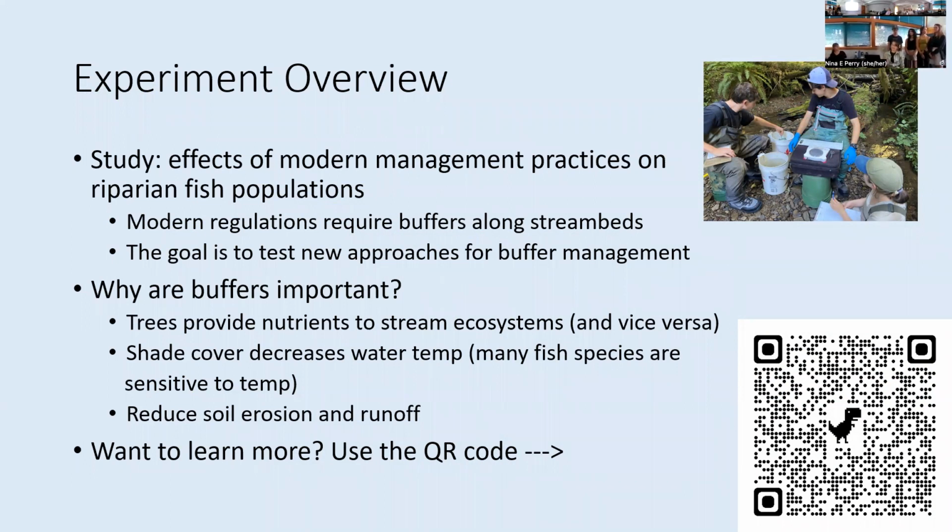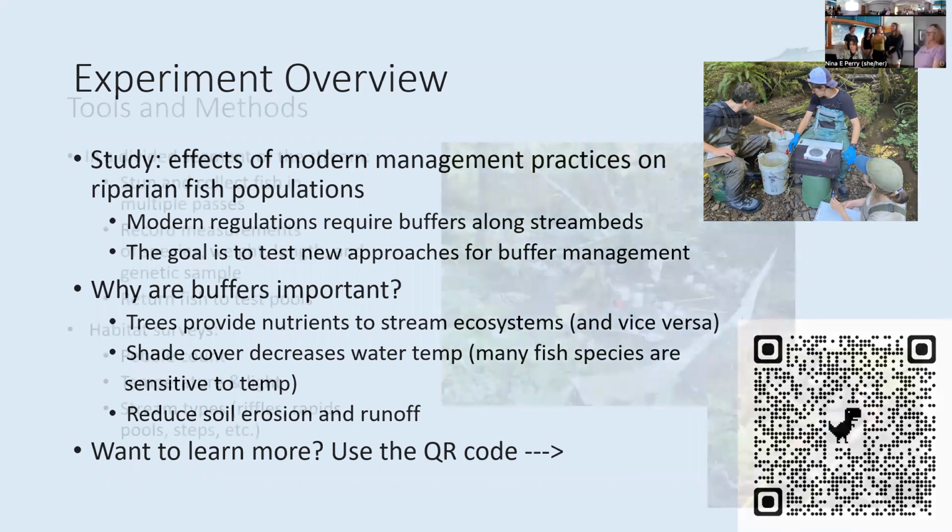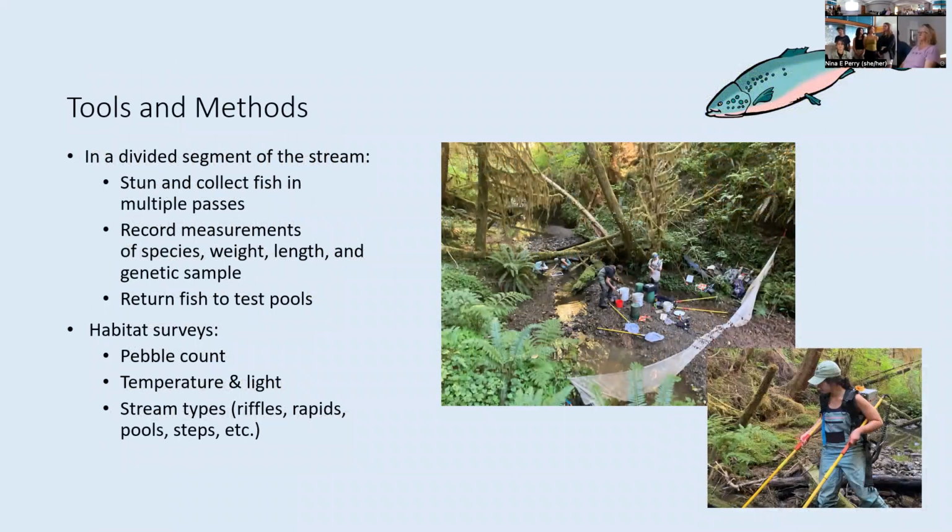The buffers are really important because modern regulation requires, with logging, a buffer to be maintained along the edge of a stream to preserve different properties. Trees provide nutrients to the stream ecosystems and vice versa. They also provide shade, which decreases water temperature. There's a lot of fish that are really sensitive to water temperature, I think they use it for navigational skills. And the root structures help reduce soil erosion and runoff, so that helps reduce sediment.